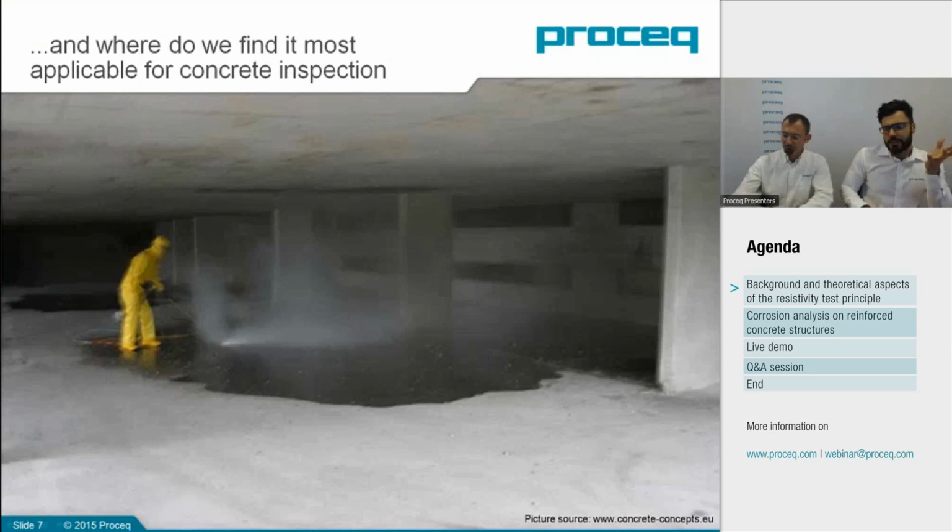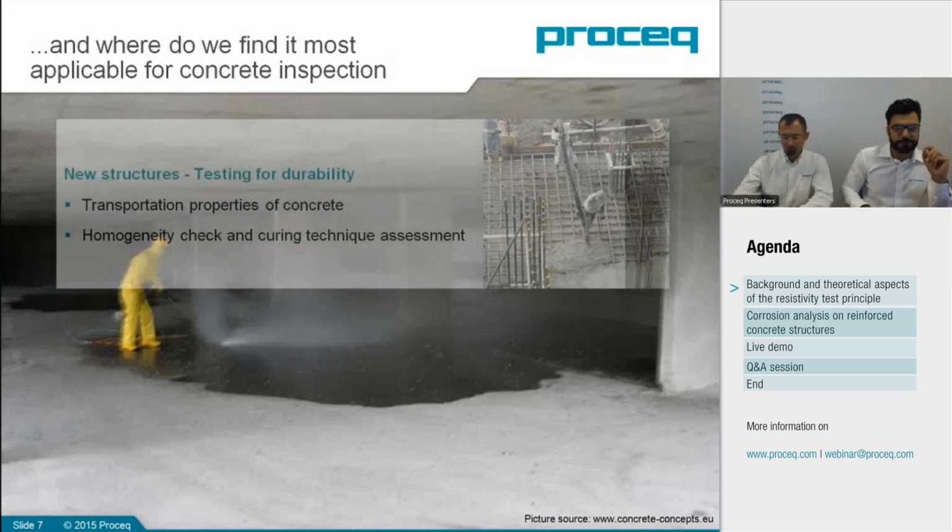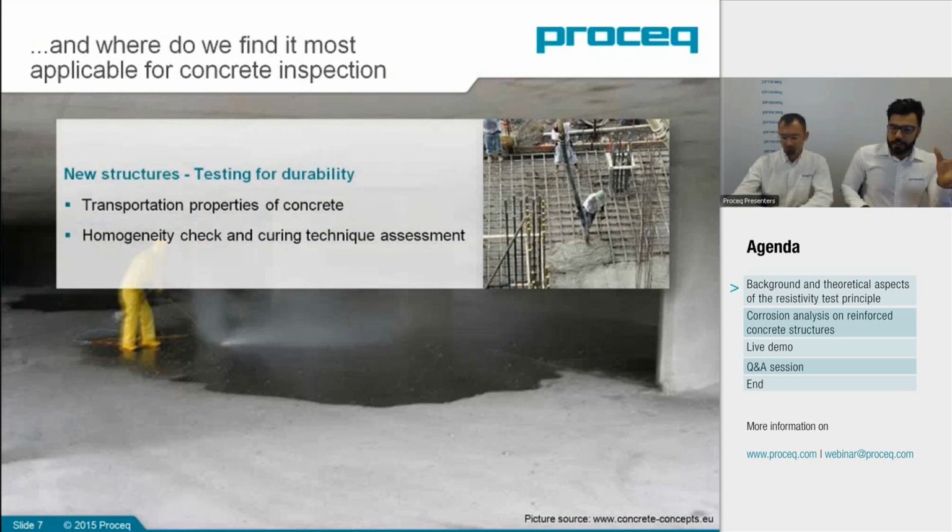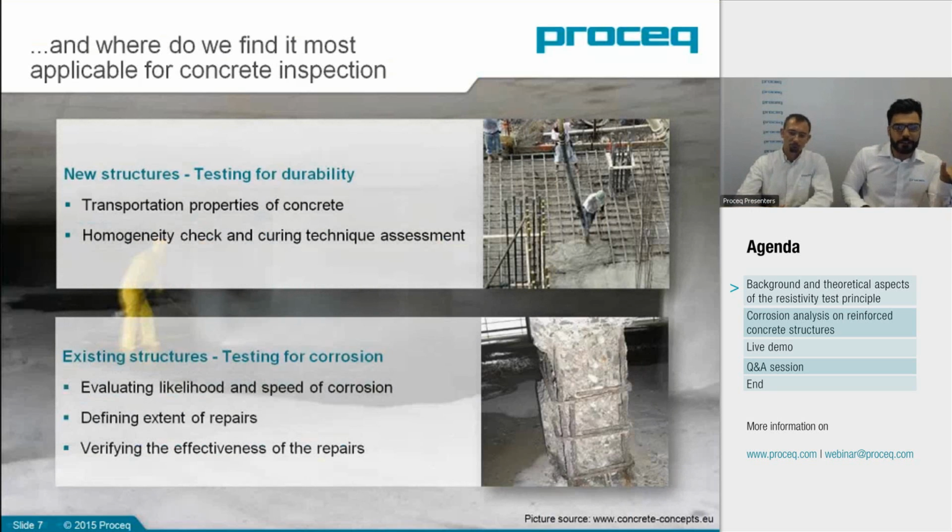Now, the question we have here is: where do we find resistivity most applicable? In which areas for inspection? The first thing we can look at, and Guido is going to break this down for us a little further, is that we can break it down into categories. The new structure, when we do testing for durability, and in our case for today's session, existing structures, where we're trying to inspect the likelihood and the rate of corrosion, for example.